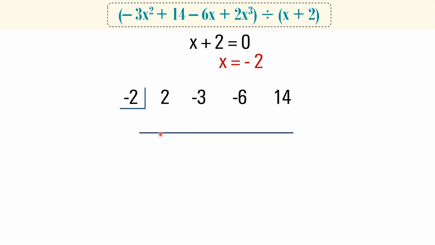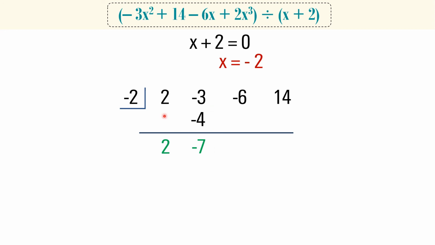First step, bring down. Okay, 2 here, then multiply, add, and so on. 2 times negative 2, that will be equal to negative 4. Write it below the next term. So, negative 4 here, and then proceed in adding them. Negative 3 plus negative 4, since both of them are negative, you have to add and copy the sign. So, 3 plus 4 is 7. It will become negative 7. Then we're done in adding them.